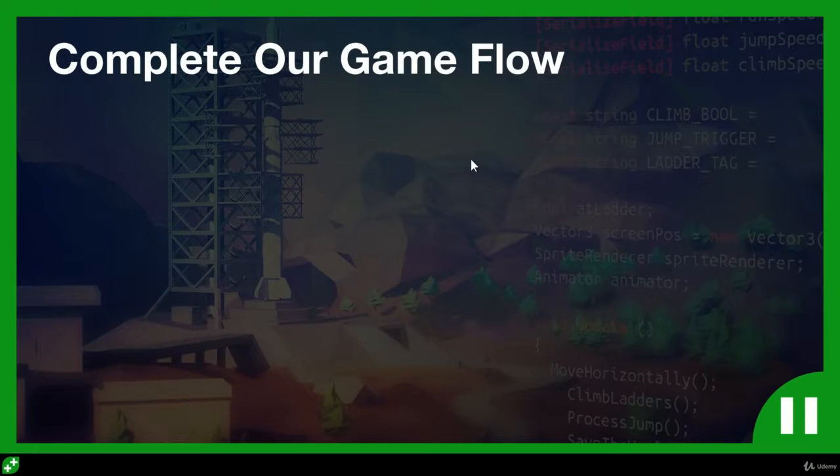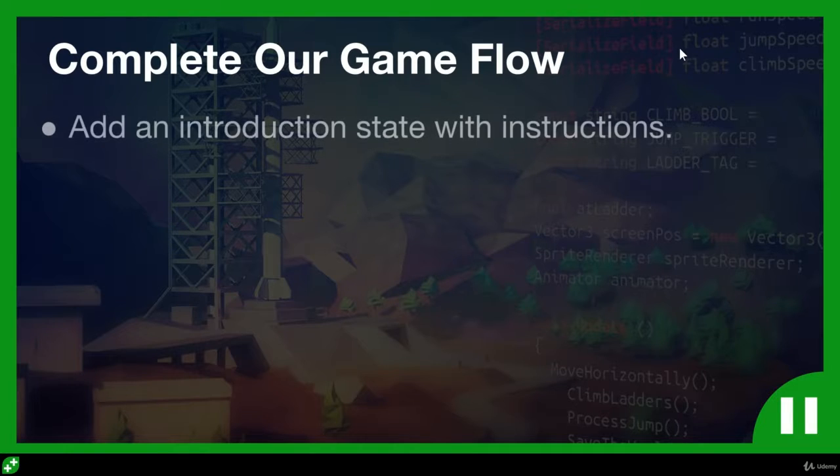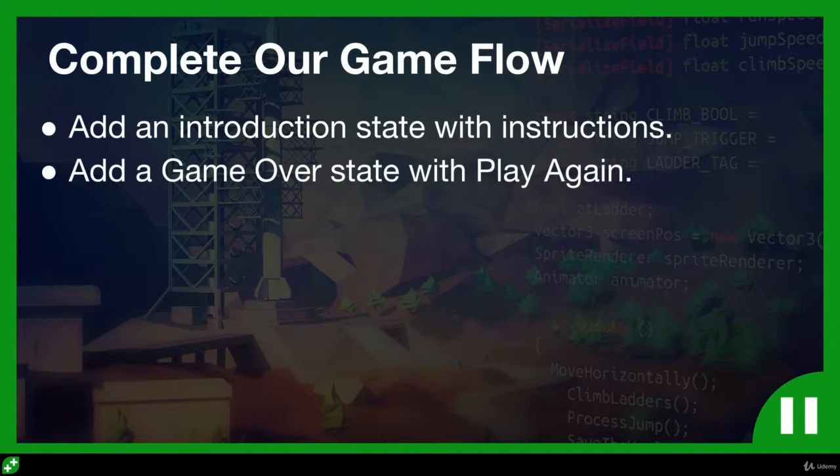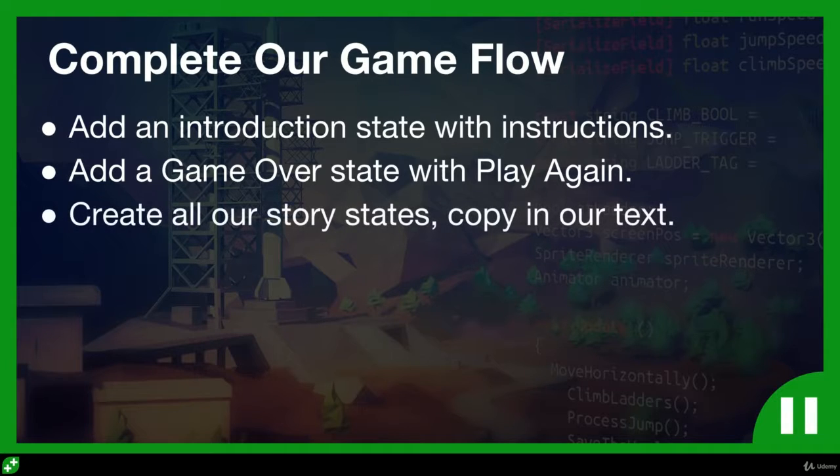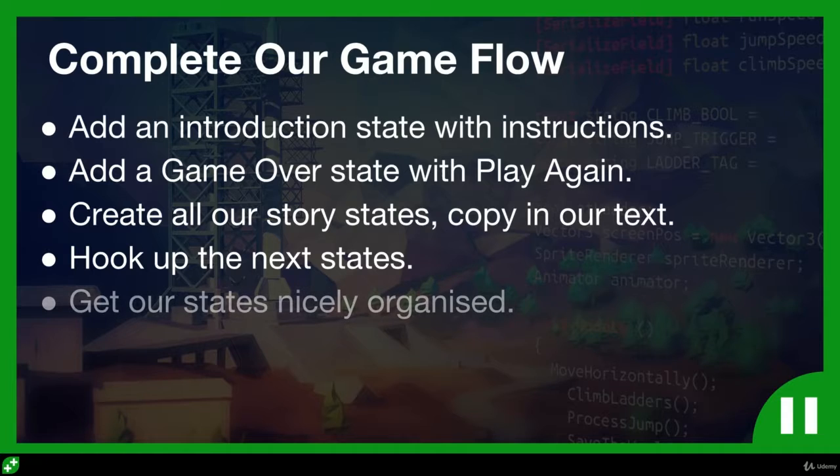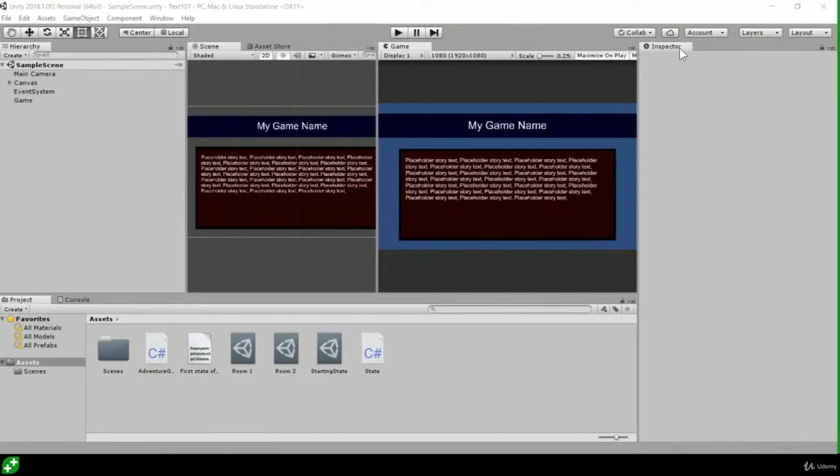So here is your challenge. It's also what we're covering in this video. We're going to add an introduction state with some instructions to the player. We'll add a game over state with some sort of play again. We'll create all of our story states. We'll copy in our text, we'll hook up our next states, and we'll make sure we have our folder structure nicely organized. So let's start with the folder structure.